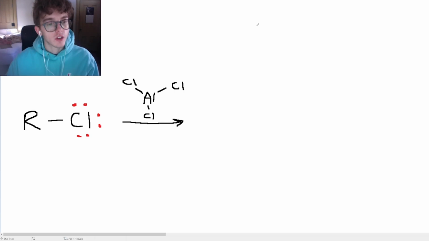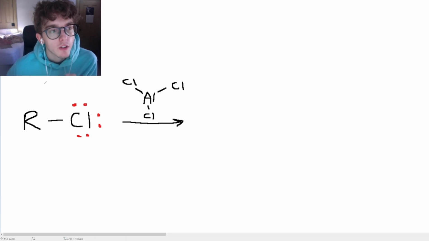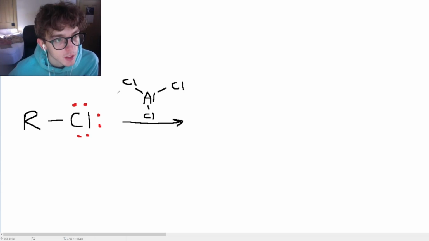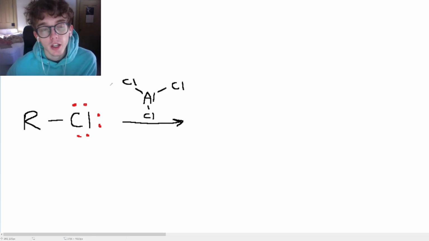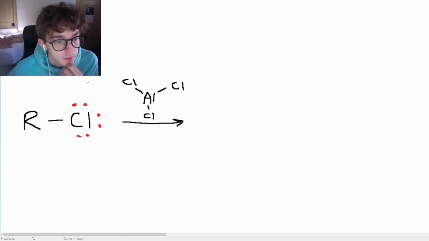Okie dokie, let's start the mechanism here. We're going to start with our alkyl halide. Remember that R is just any alkyl group, assuming that this is primary or secondary, to make this reaction occur to any appreciable amount. So it starts with the alkyl halide's halogen reaching out, and we'll just use some fun colors today. One of the lone pairs is going to reach out to the aluminum and form this compound here.